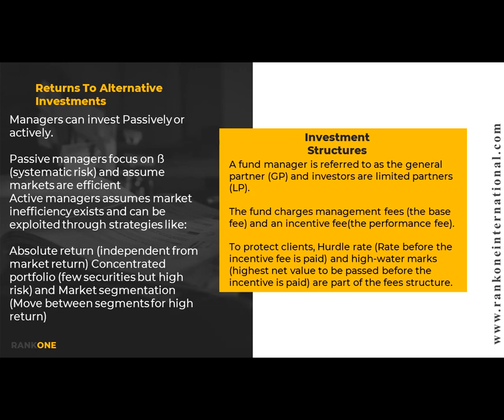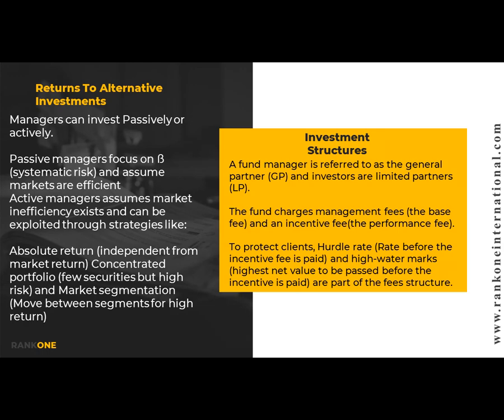Now, active managers assume market inefficiency exists and can be exploited through strategies like absolute return, concentrated portfolios, and market segmentation. Absolute return is independent from market return. Concentrated portfolio, as simple as this, we focus on few securities, but this has high risk. And market segmentation is moving between segments for high return.